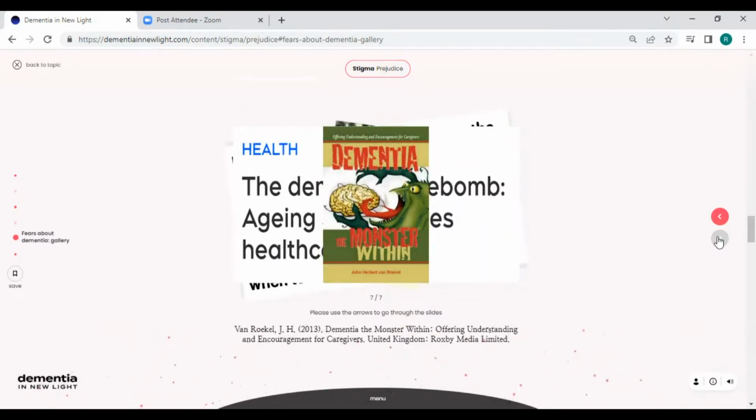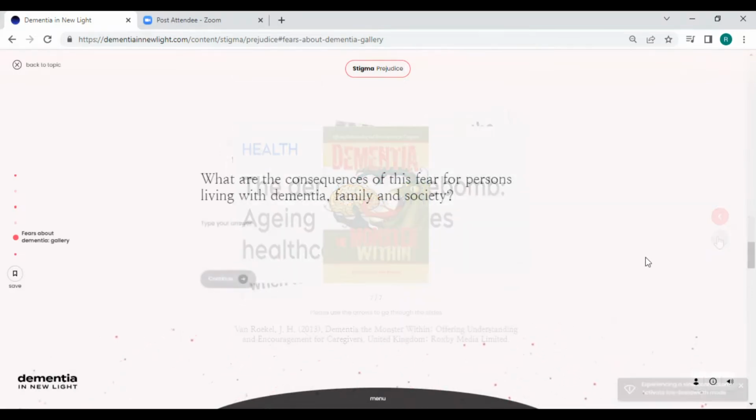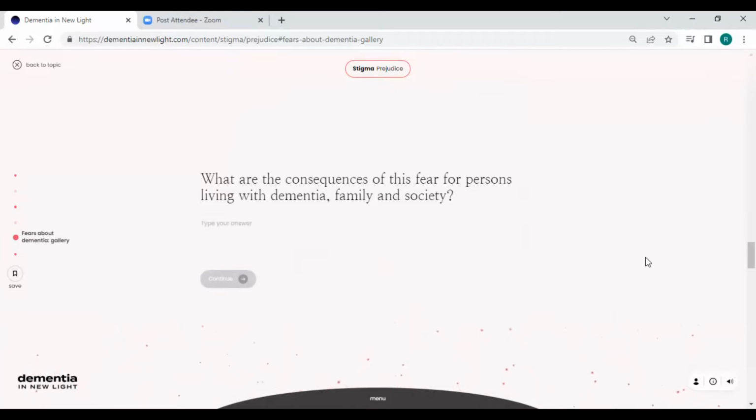We want the learners to consider how these fuel that fear about dementia and contribute to prejudice against people living with dementia. We further engage learners with the following reflective question. What are the consequences of this fear for persons living with dementia, family, and society?